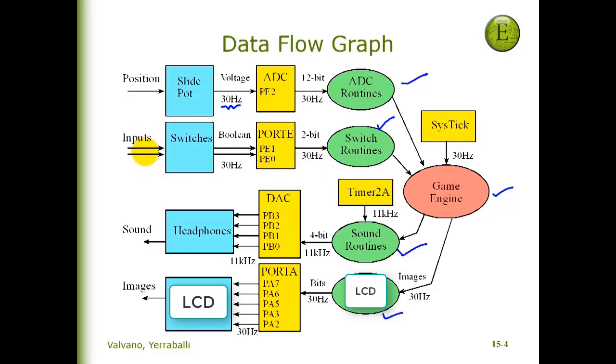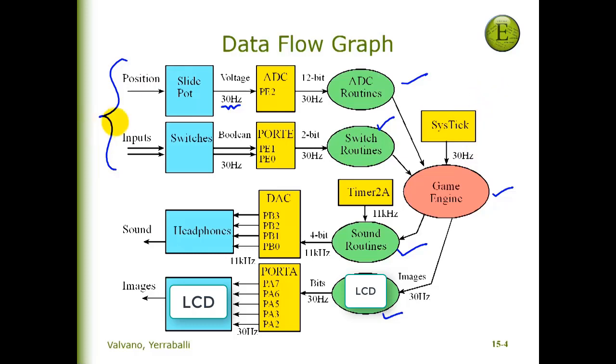So there are 2 inputs, the 2 switches. Yes. And that is also being read at 30 hertz, and it is going to be 2 bits of information. The 2 switches are 2 bits. We pass that to the game engine. These 2 together are what I think of as our interface, and the interface is being sampled at 30 hertz by using the SysTick interrupt.